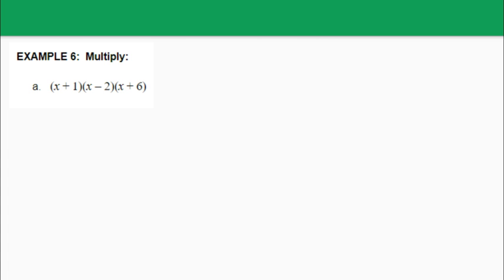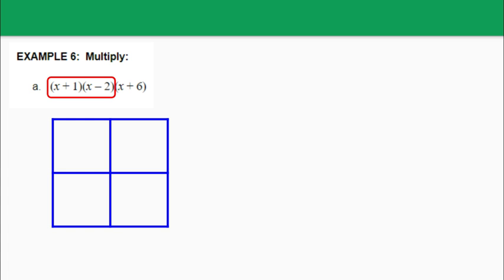All right, here's a combo. We have 3 things multiplied. So here's my suggestion. Concentrate on 2. We're only going to multiply those 2 to see what we have. So it's going to be a normal 2 by 2 box. Remember, you can put a topper on the side. I have the x plus 1 on top, the x minus 2 on the side.